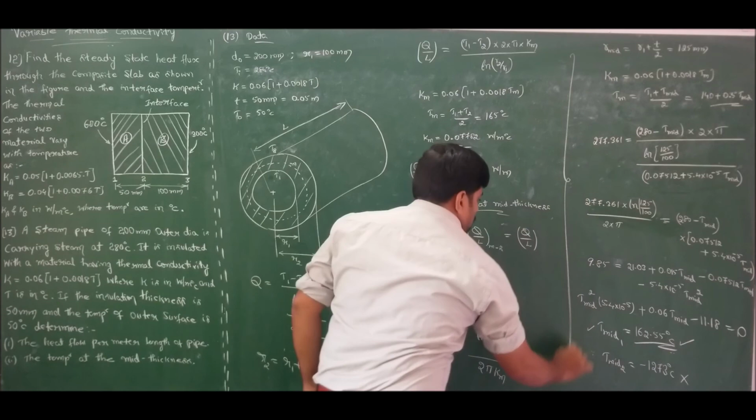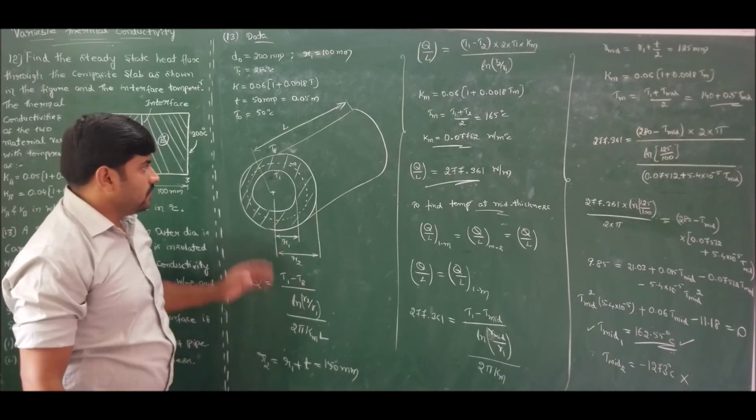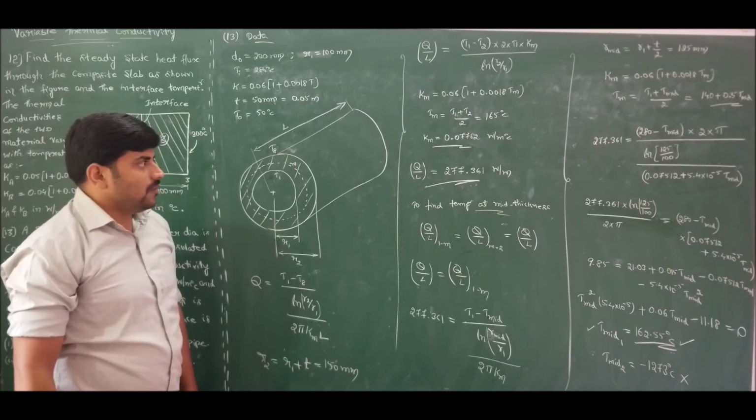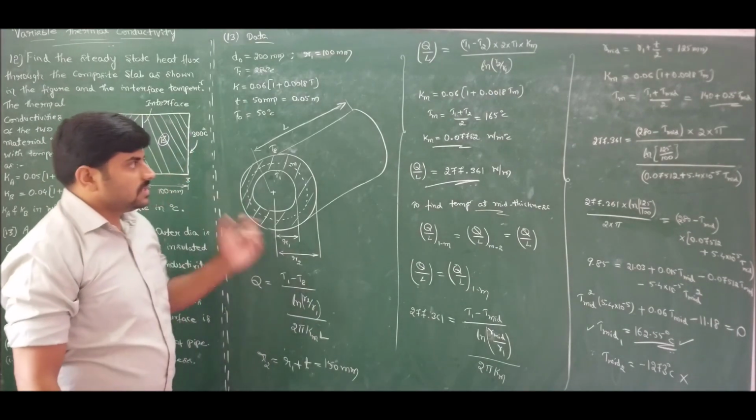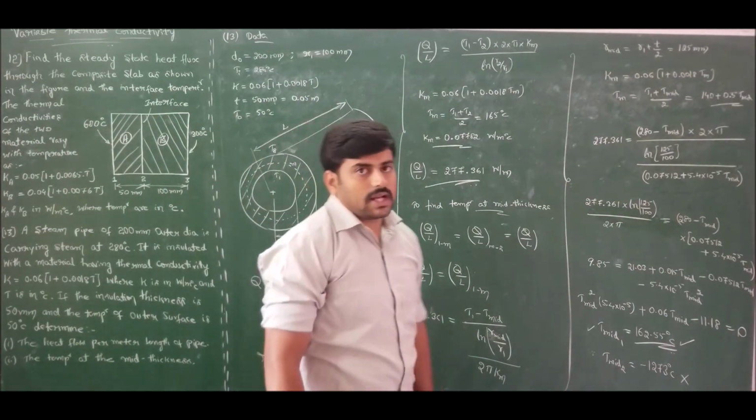So this is the complete solution. The temperature at mid thickness is 162.55 degrees Celsius, whereas the heat flow per meter length is 277.361 watt per meter. So this is how you should approach the problem whenever it is based on variable thermal conductivity.